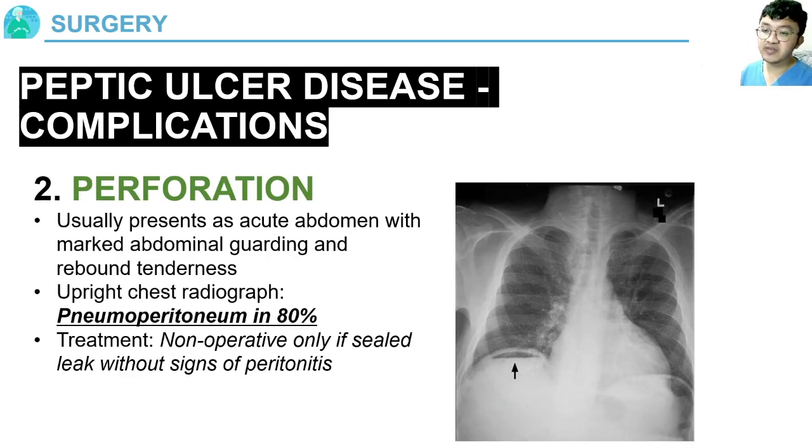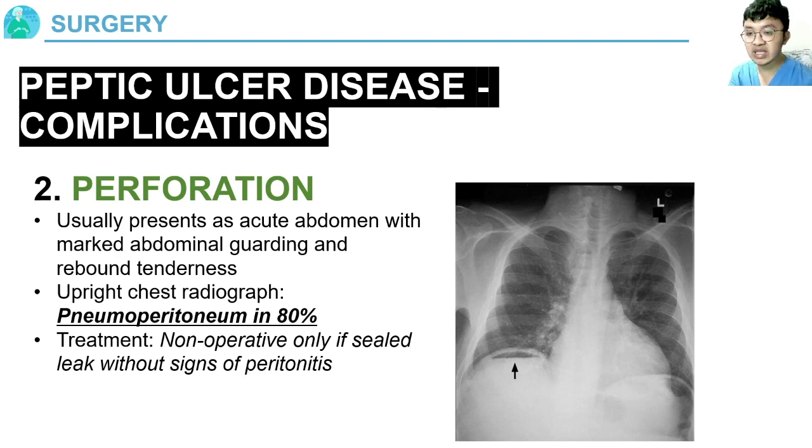Next, you have perforation, the second most common complication. It usually presents as an acute abdomen because of the spillage of gastric contents, with marked abdominal guarding and rebound tenderness. When you want to identify a perforation, the X-ray you want to request is not an abdominal X-ray, although in some abdominal X-rays you can diagnose a perforation. The best diagnostic imaging for perforated peptic ulcer disease is a chest radiograph, especially if it's upright, where air will go up and demonstrate a pneumoperitoneum in 80%.